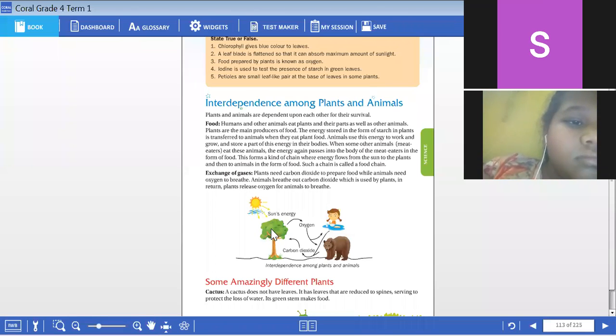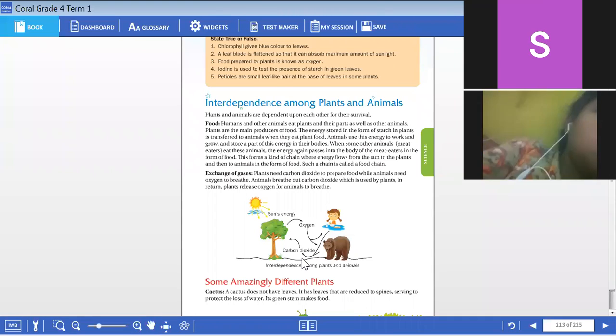And coming to the part of exchange of gases. This picture is related to the exchange of gases, children. Plants need carbon dioxide to prepare food, while animals need oxygen to breathe. Animals breathe out carbon dioxide, which is used by plants. In return, plants release oxygen for animals to breathe. Here is a chain, a circle reaction between animals and plants.